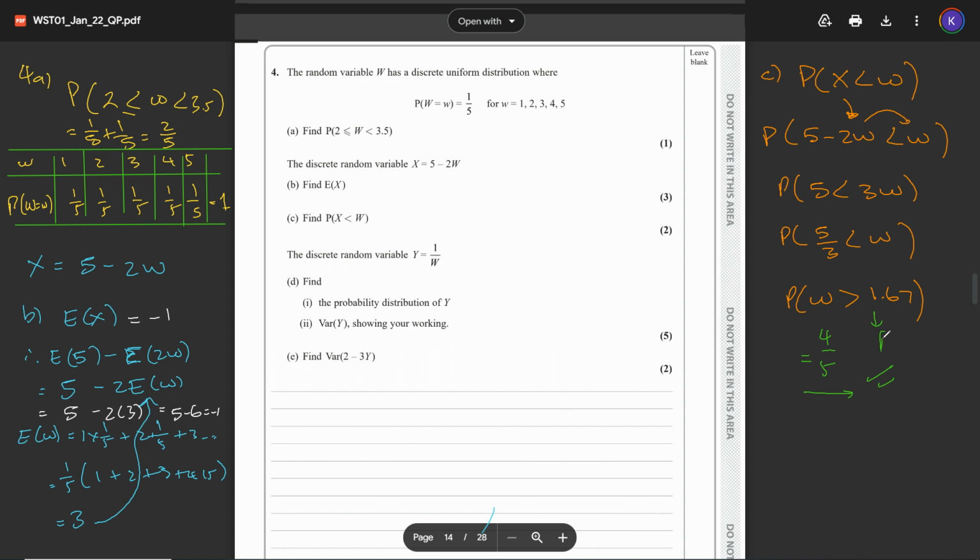Because that's the probability that w is greater than or equal to 2, or the probability that w is greater than 1. Okay, let's go to part D now.